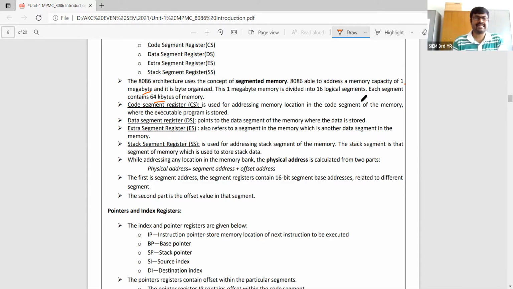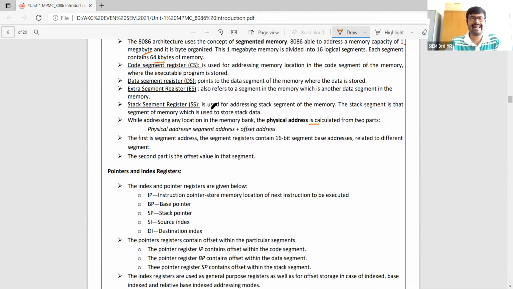While addressing any location in the memory bank, the physical address is calculated from two parts. So the physical address, we know in case of a microprocessor, is a very crucial point. How can we calculate the physical address? Physical address equals segment address plus offset address.